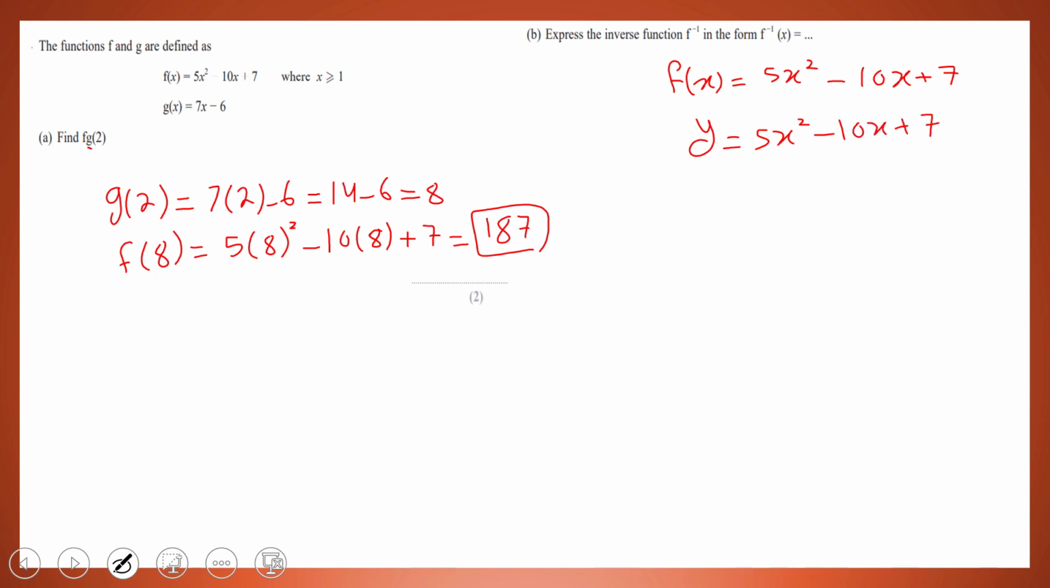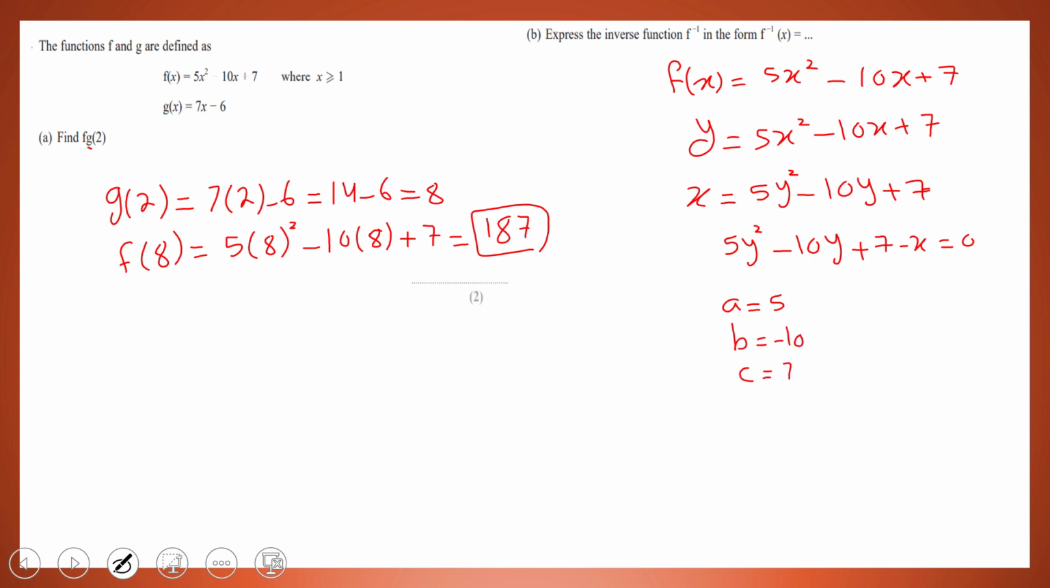So what I will do is change each letter y to letter x, so this will be x, and here it will be 5y squared minus 10y added to 7. Just make it one complete equation in y, so it will be 5y squared minus 10y plus 7 minus x is equal to 0. So a here is 5, b is negative 10, and c is 7 minus x.